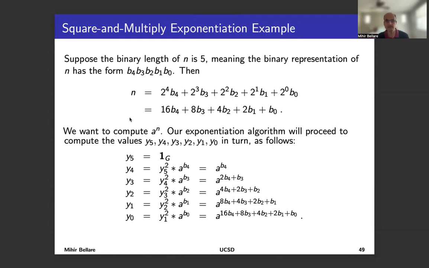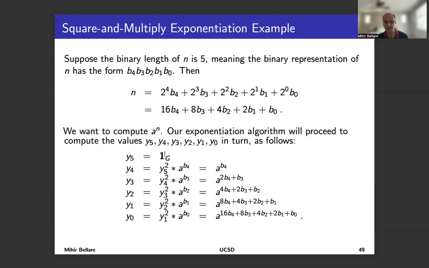How do I compute a to the power n? Well, we do it in steps. We start by setting a variable to the identity element, and our operation is in each step to square what we had before, and then bring in or multiply by a raised to the power the next bit in the binary expansion of the exponent.